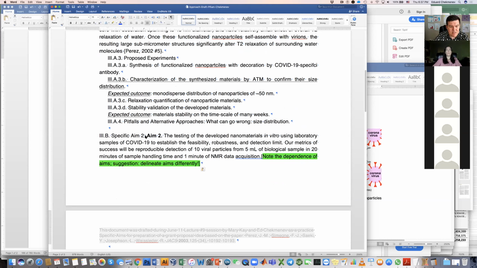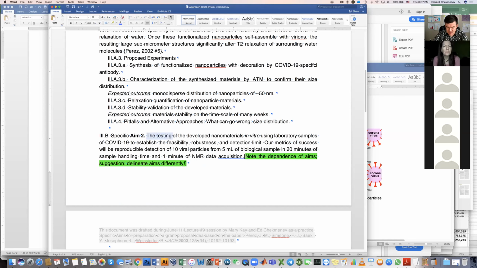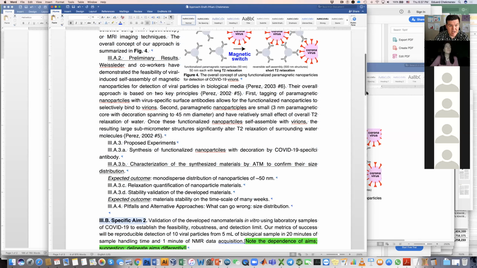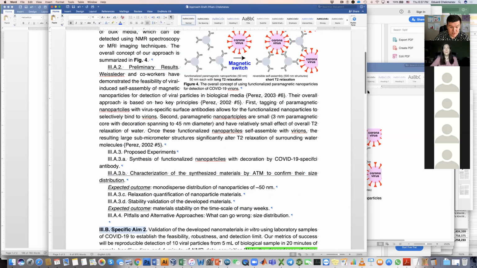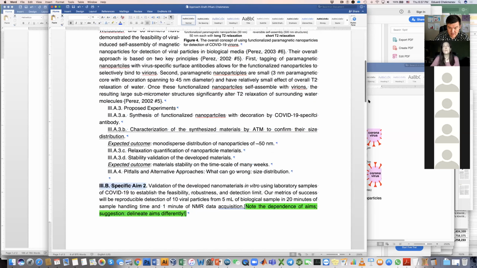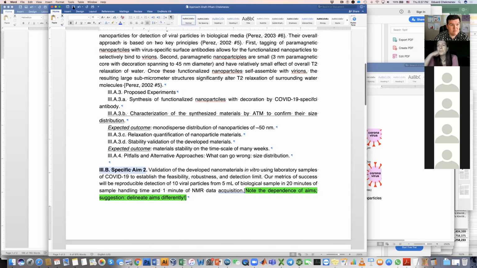So this is my specific aim number 2, where I will be performing testing of the developed nanomaterials in vitro. So this is really a validation of the developed nanomaterials. So Ed, we're at 5:37, so we should probably finish up pretty soon. Fantastic. So this is good. Let's leave it here. My suggestion here is to maintain the structure, and it's all going to be good.